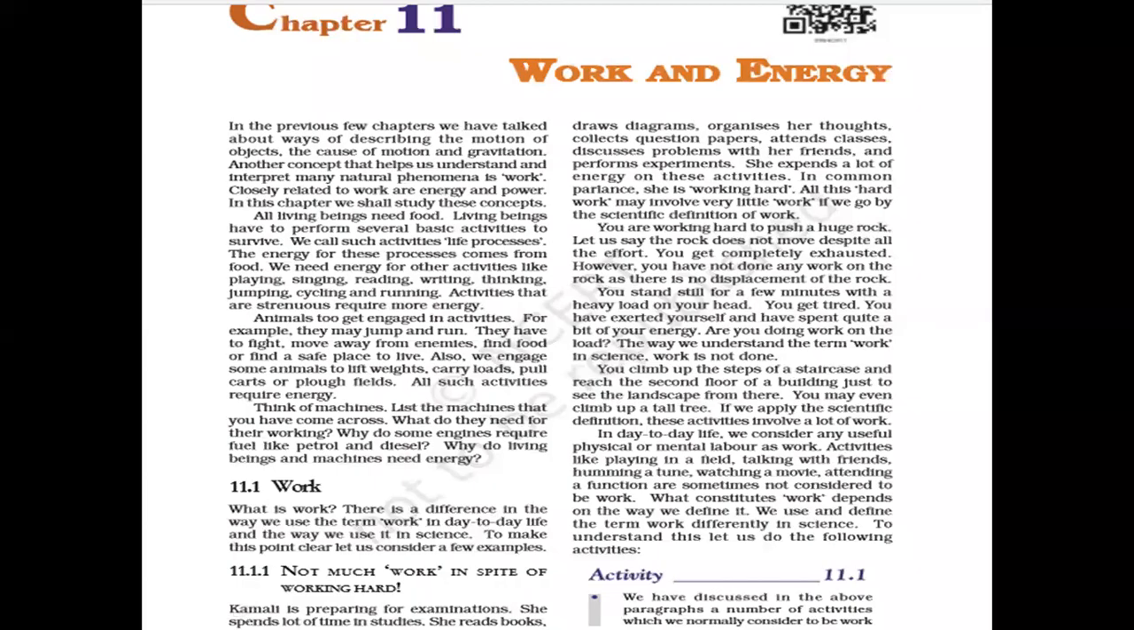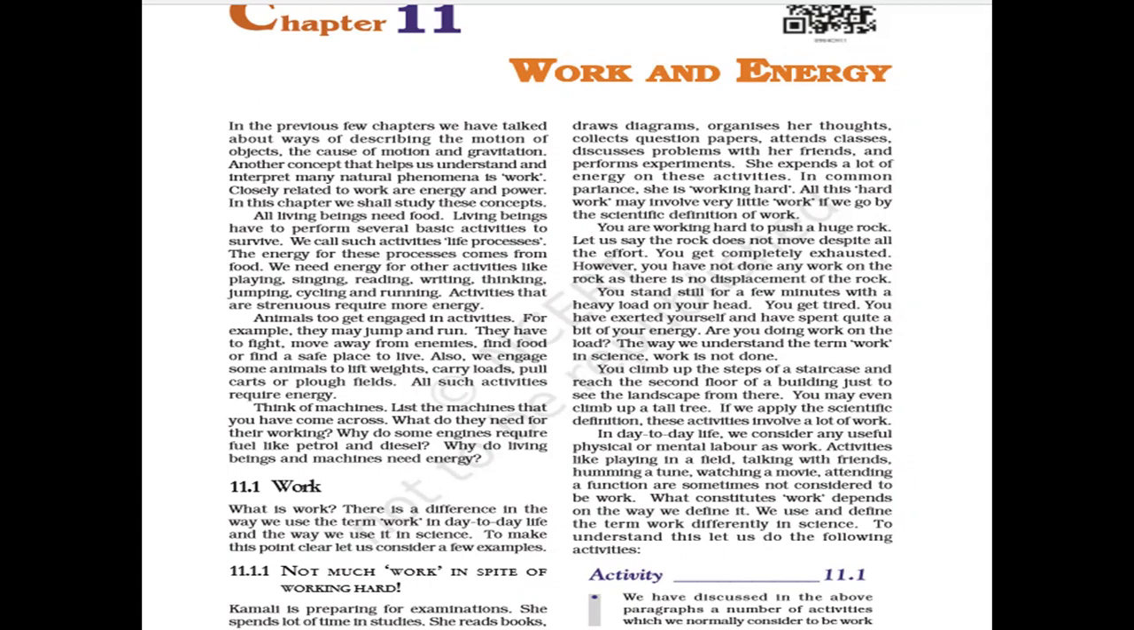Hello students, in today's class, let us learn a new topic, work and energy. I'm sure you must have heard this word work several times.